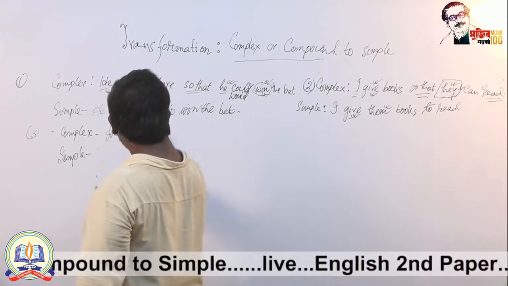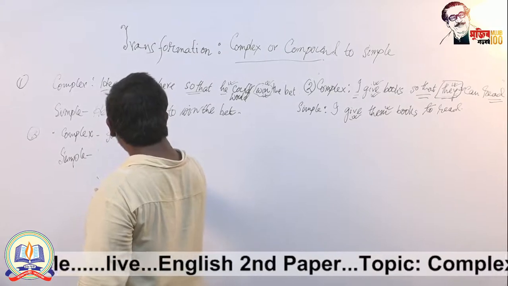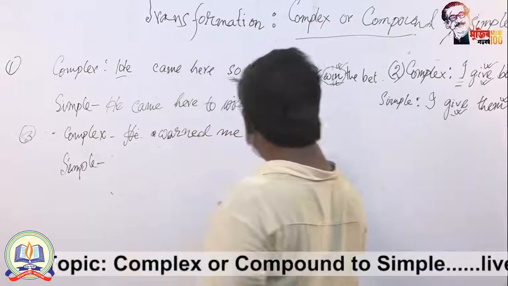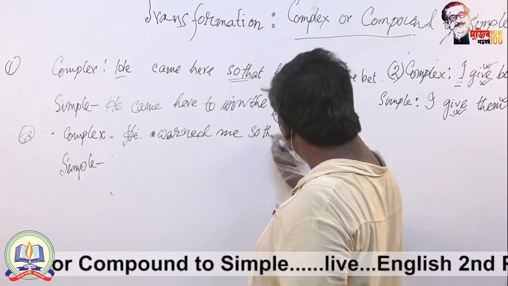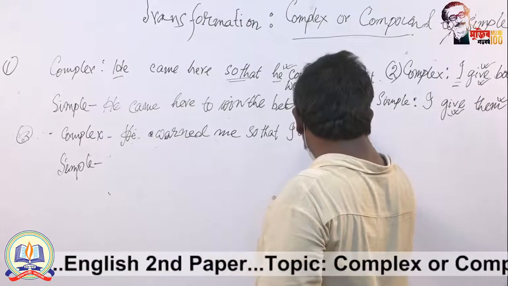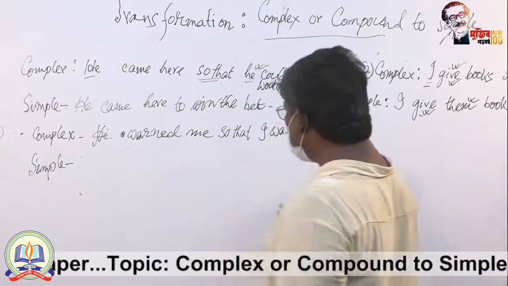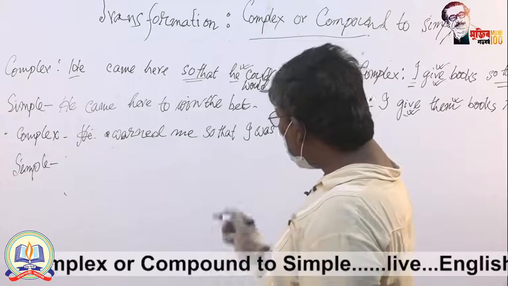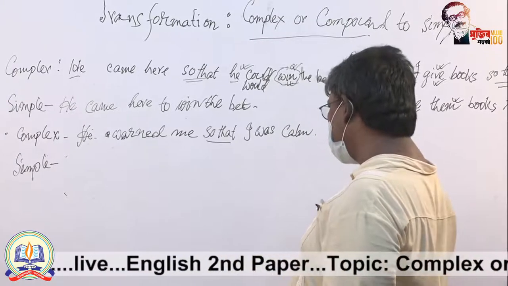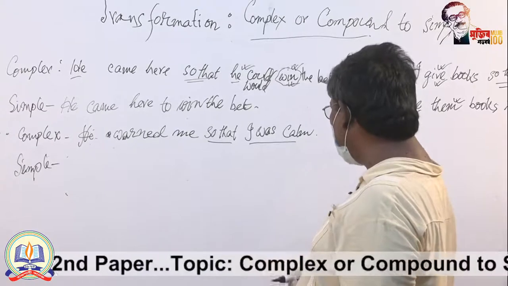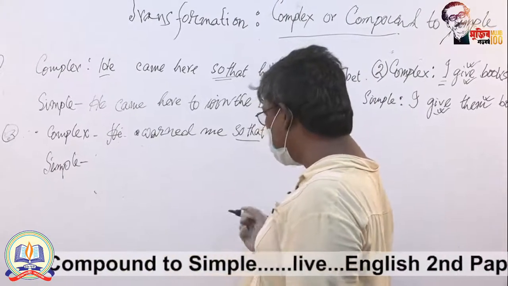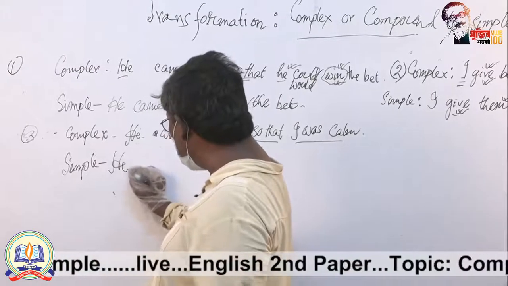He warned me so that I was calm. Now, we have the relative conjunction so that connecting two clauses. The subordinate clause of this sentence is I was calm, and we will change this sentence into a simple one in this way, keeping the main clause unchanged.